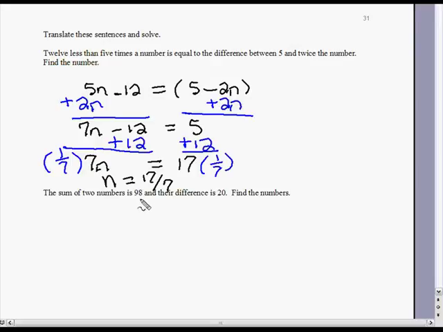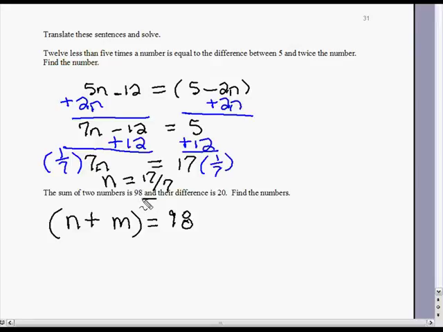The sum of two numbers is 98. Their difference is 20. Find the numbers. So it's important to read a word problem all the way through and then try and set it up and solve it. The sum of two numbers. I need two numbers. Let's say I have a number and a second number. The word sum means I need to add those, and I like to do that inside parentheses, is equal to 98.